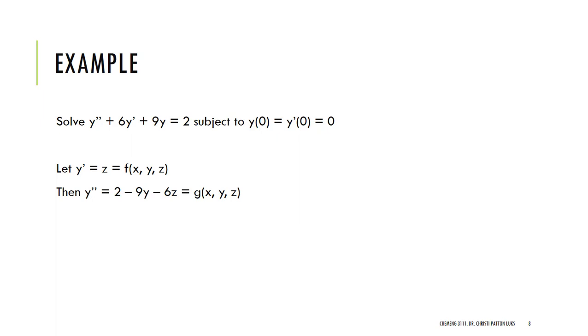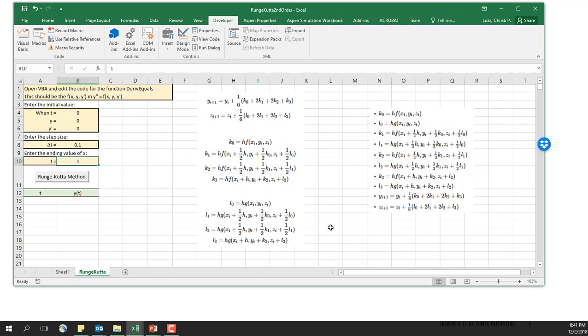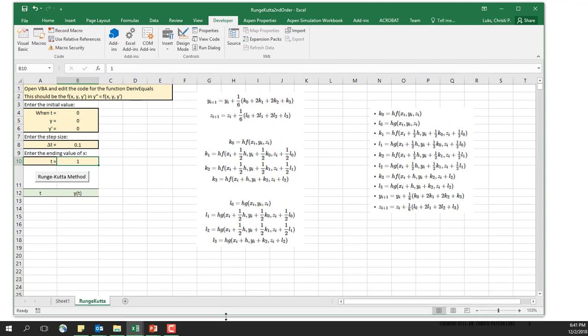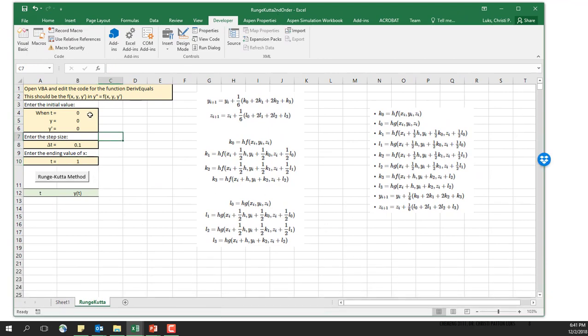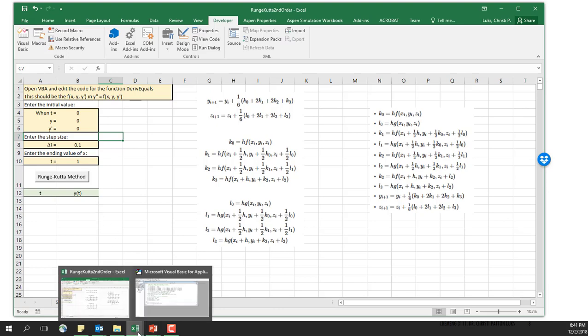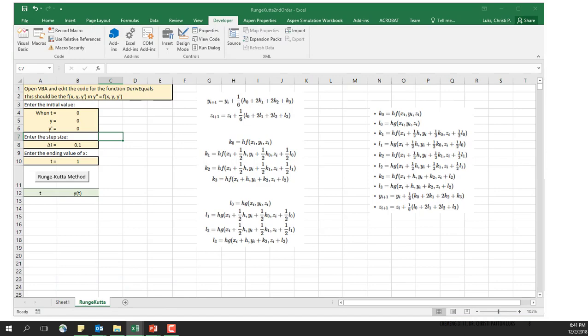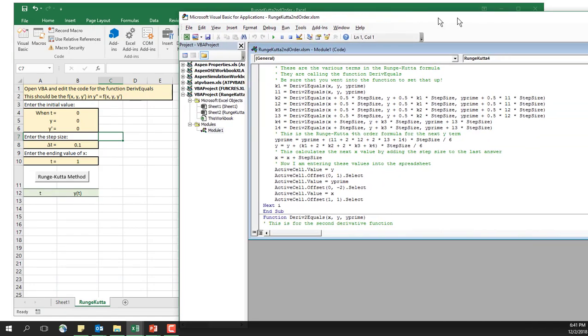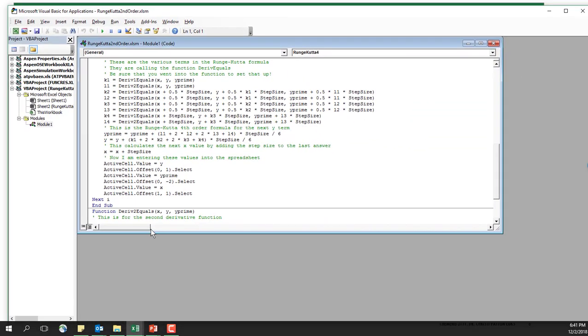Now let's look at Excel. I have set this up already so that we don't have to watch me type. I've set up my starting value of 0. My initial conditions were 0. I'm using a delta t of 0.1. We'll just go up to a t of 1. And I have my function. So let me pull up my code, bring it over here.